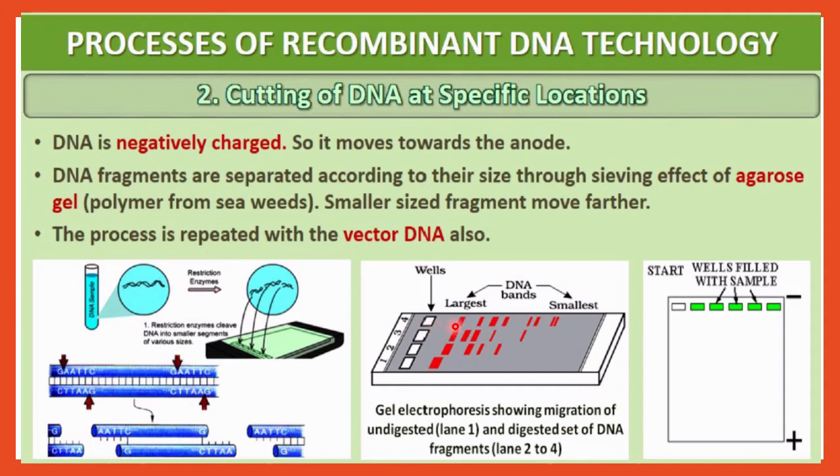So if the size is large, it will separate out near to the well. As it is a larger size, it will separate out near to the well, and as it is smaller in size, it will cover more distance and be separated at a longer distance from the wells. So the small DNA fragments will be far from the well, and the large fragments will be near to the well. In this way, DNA fragments will be separated.